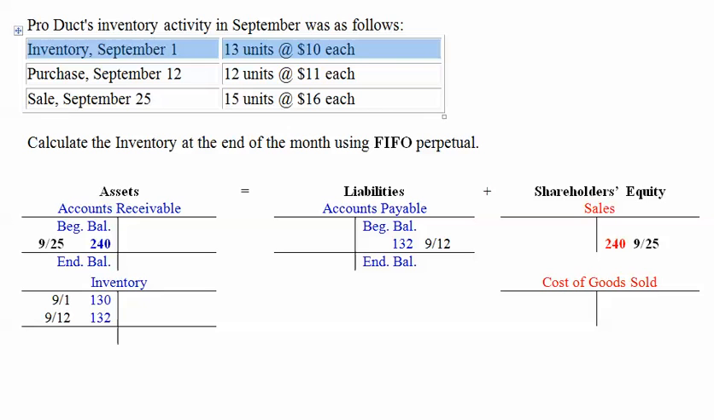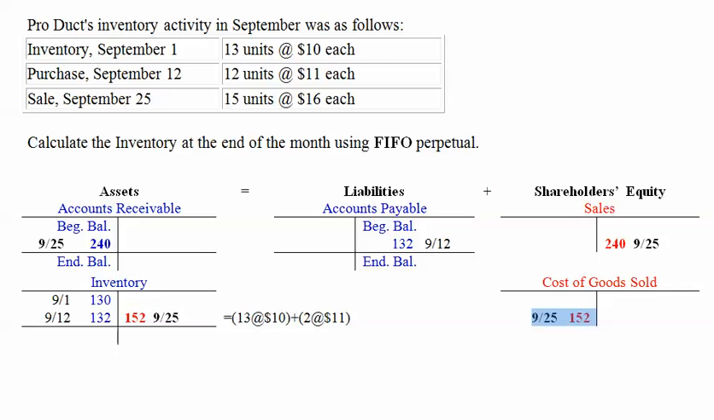So we sold 15, so we have to take all 13 of these, and those are at $10. And we sold a total of 15, so we need to take 2 more from the $11 shelf, and that gives us a total credit to inventory of $152. So that's the using up of the asset, the expense, cost of goods sold.